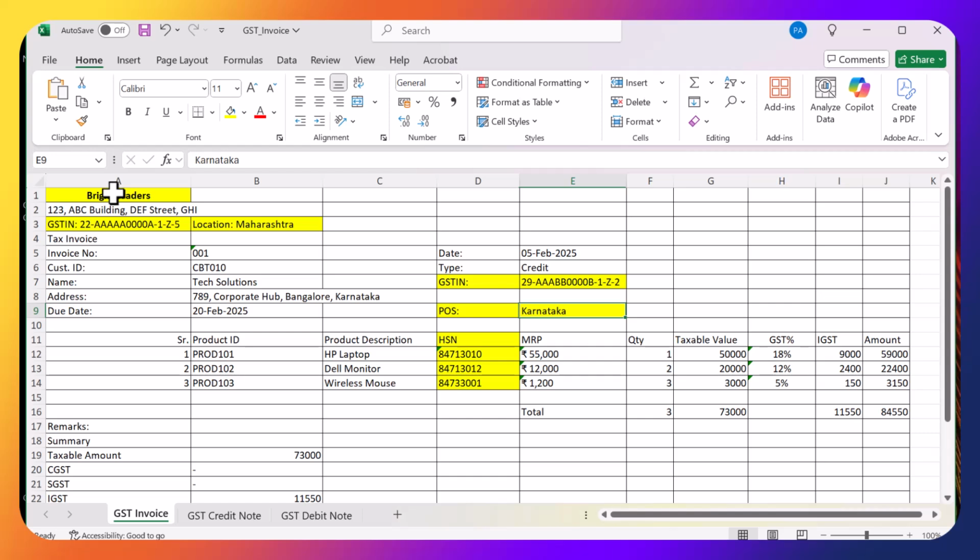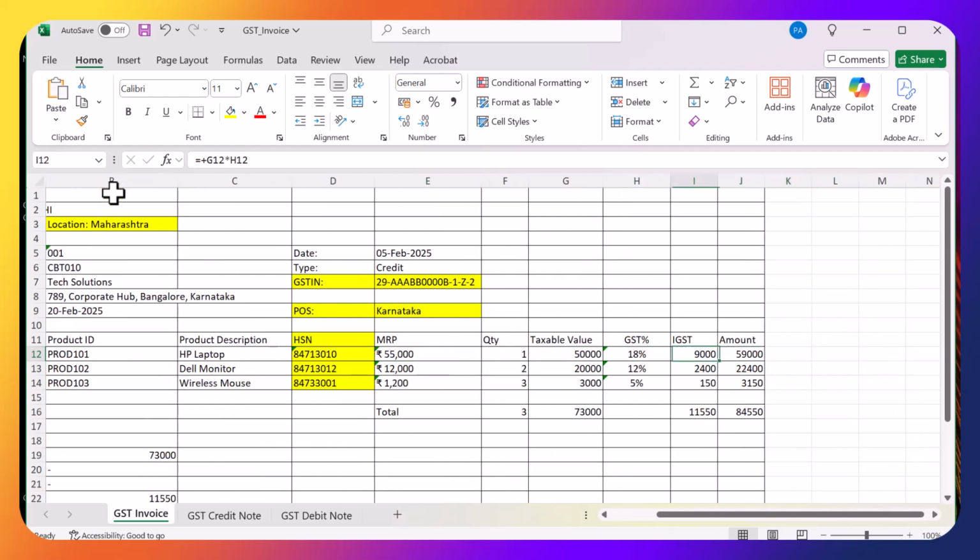Then the product number, three products, their IDs, and the product description: laptop, monitor, wireless mouse. Then the HSN code is given. Can you see that HSN code? Then the MRP, what is the price? Then the quantity and taxable value. Quantity 1, quantity 2, quantity 3. So these are the number of quantities supplied.